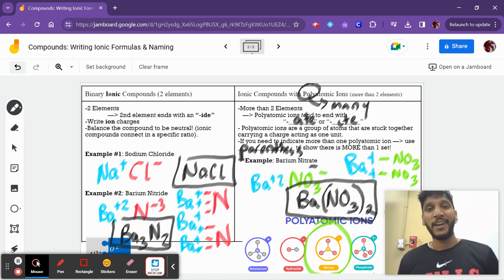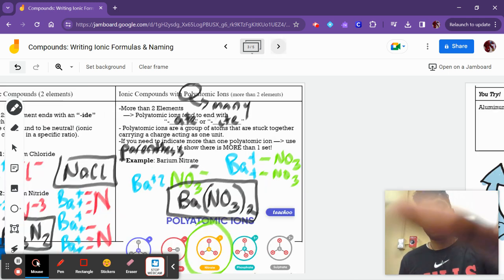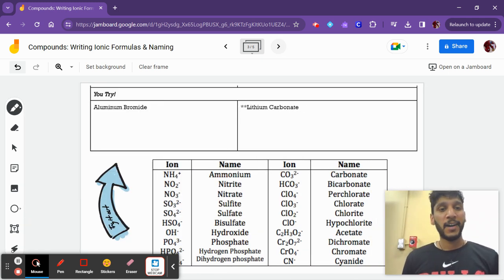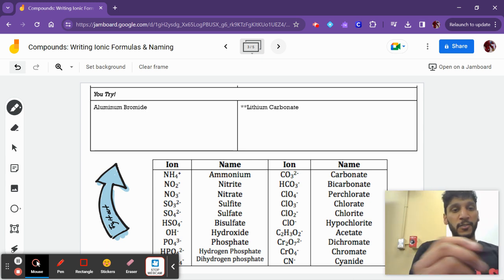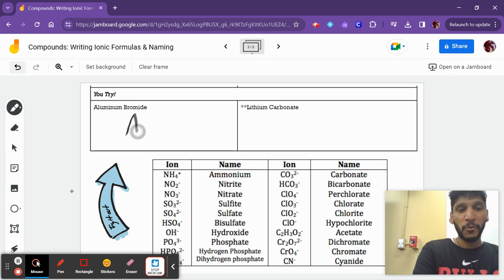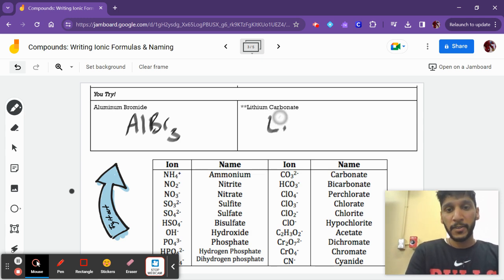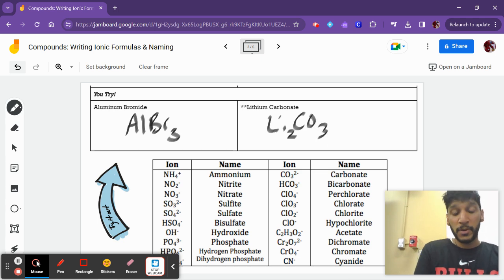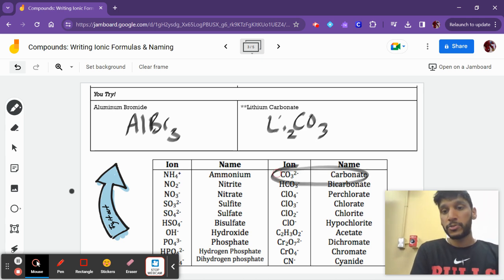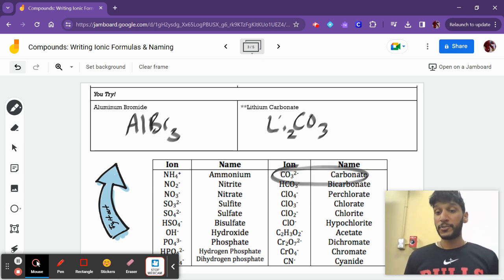Cool. I got some for y'all to try. So go ahead and pause the video and try writing out the formulas for these. So after trying them, hopefully we got AlBr3 for aluminum bromide, and we got Li2CO3. That one was a polyatomic ion, carbonate. Cool. All right, so that's writing ionic formulas.